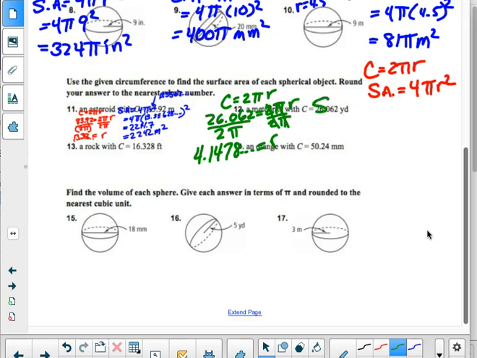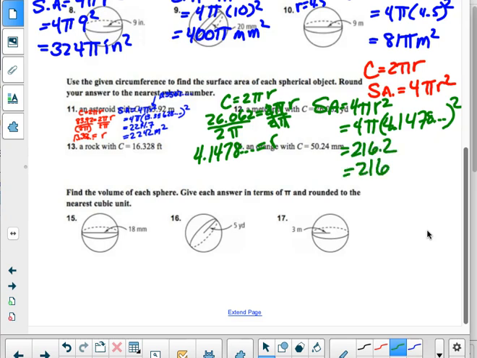Now I'm going to put it in my surface area. Surface area is 4 pi r squared, so now it's 4 pi and 4.1478, all that's in my calculator, squared. So I'm going to square that value in my calculator, times 4 times pi, and that's 216.2, and rounded to the nearest whole number is 216 yards squared. Okay, so that's my answer for surface area, number 2.